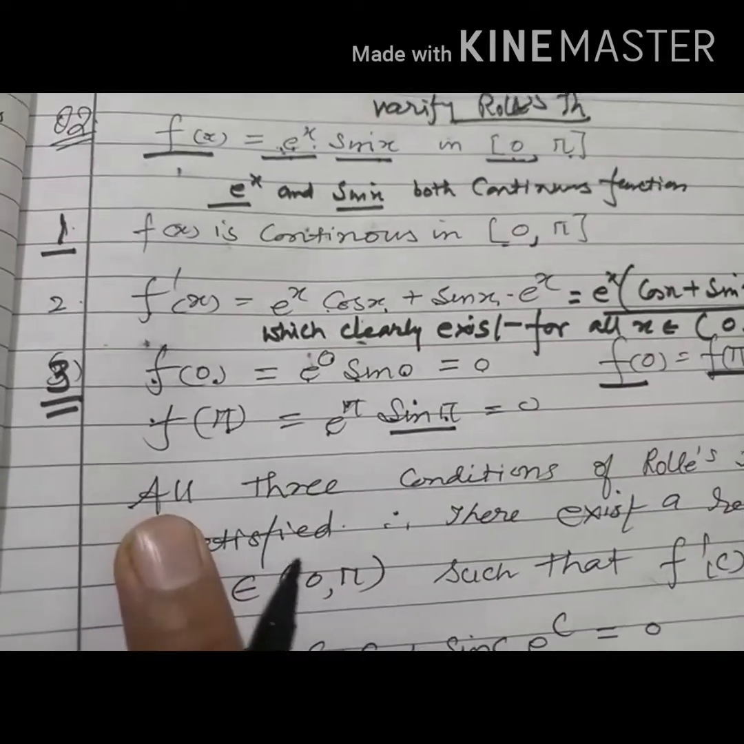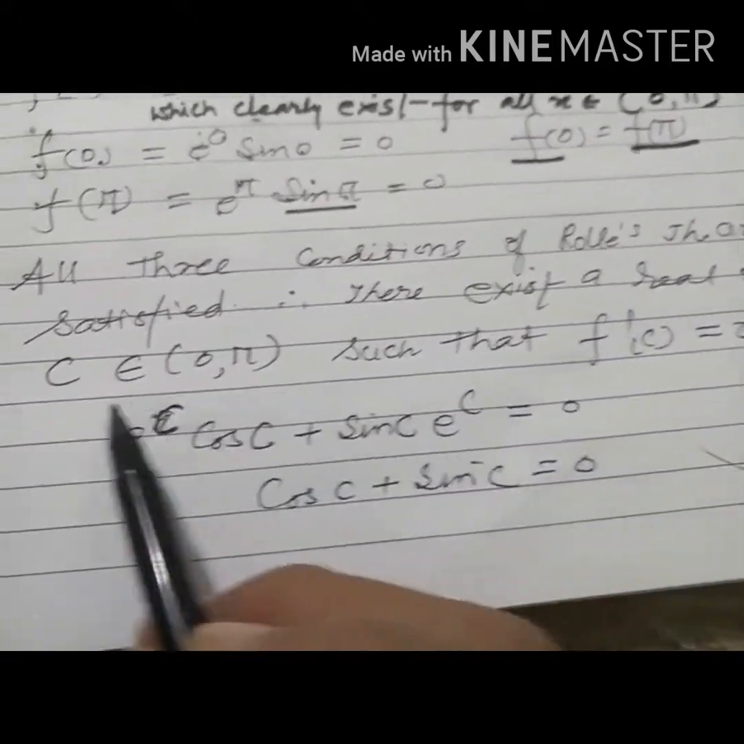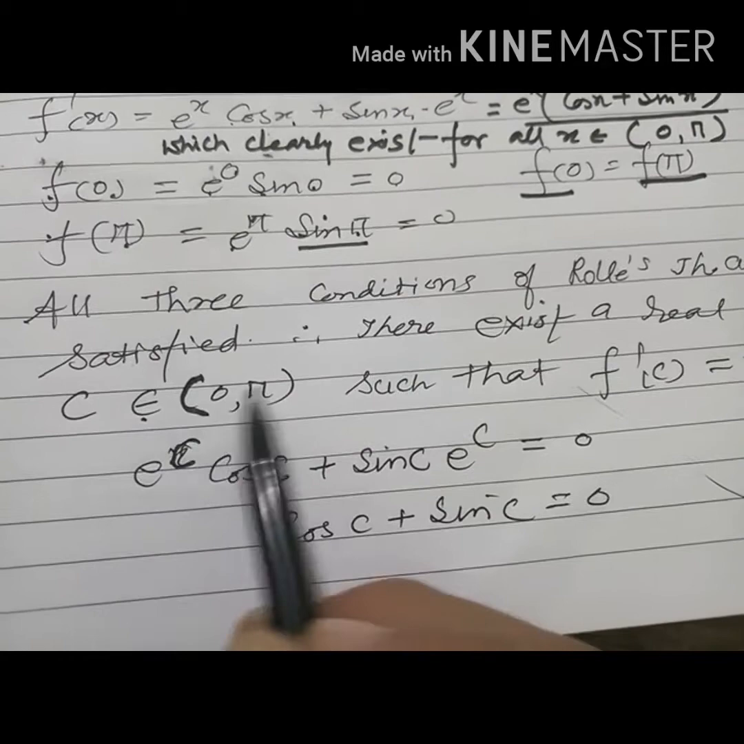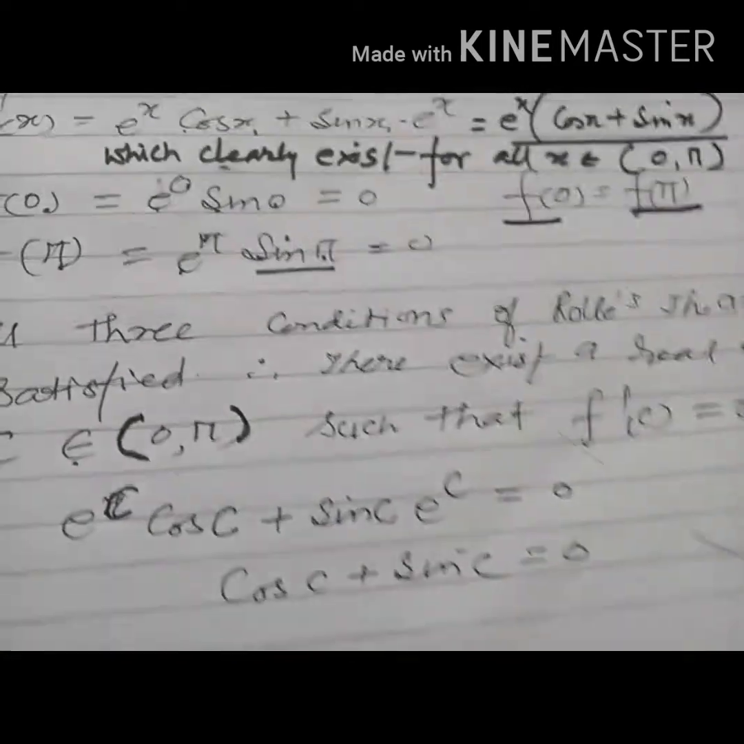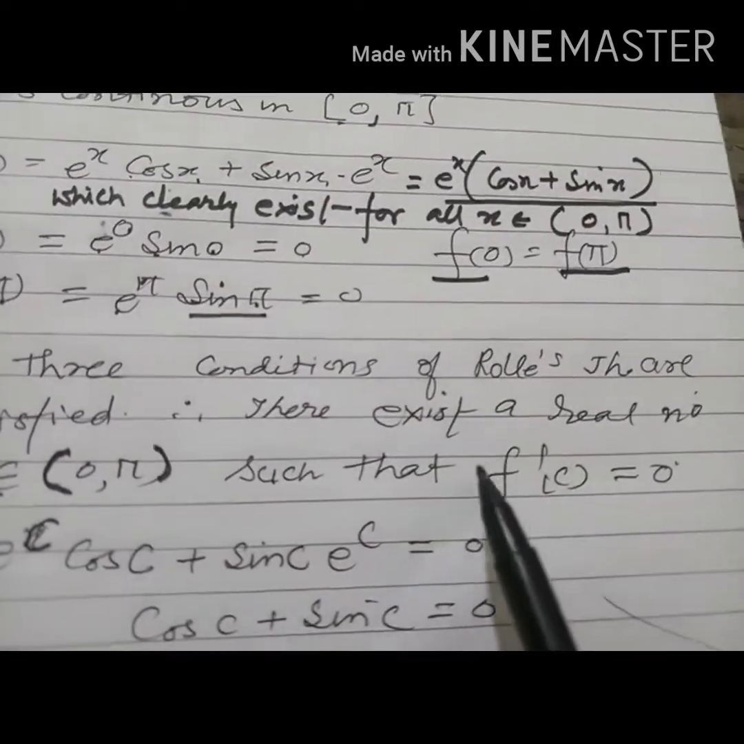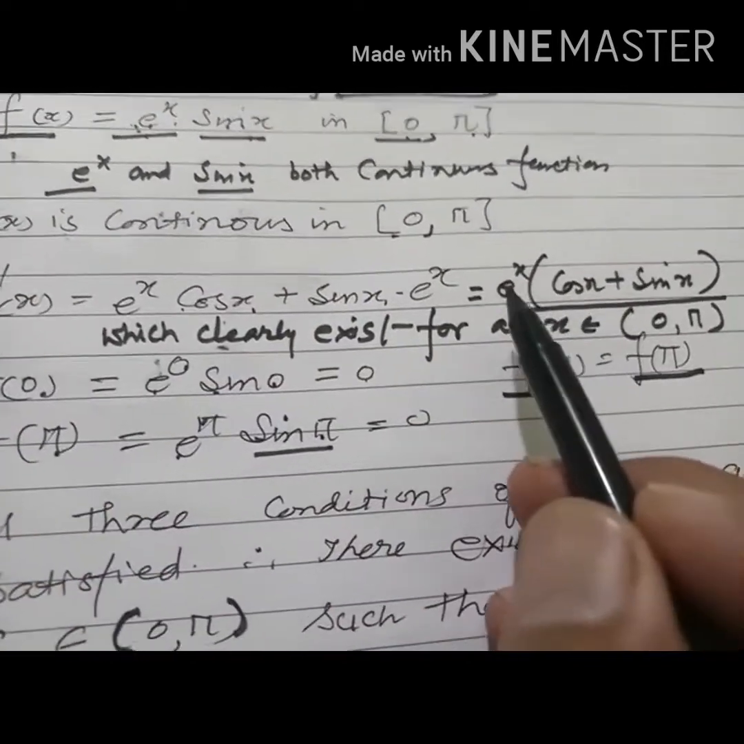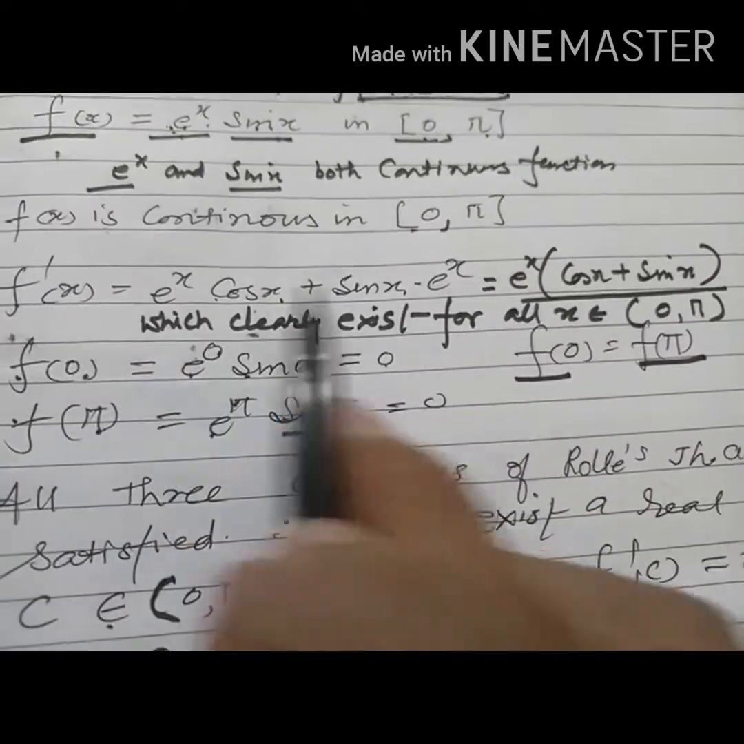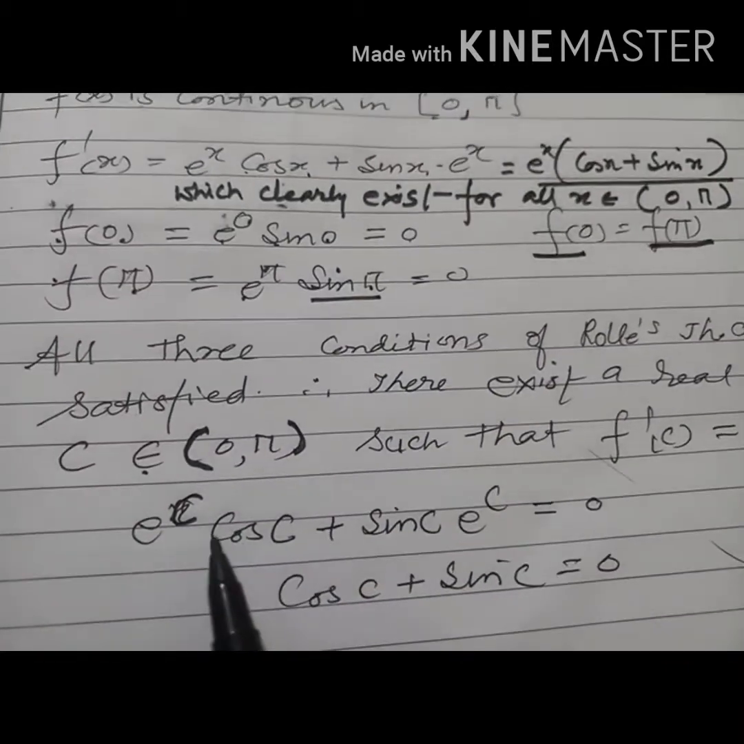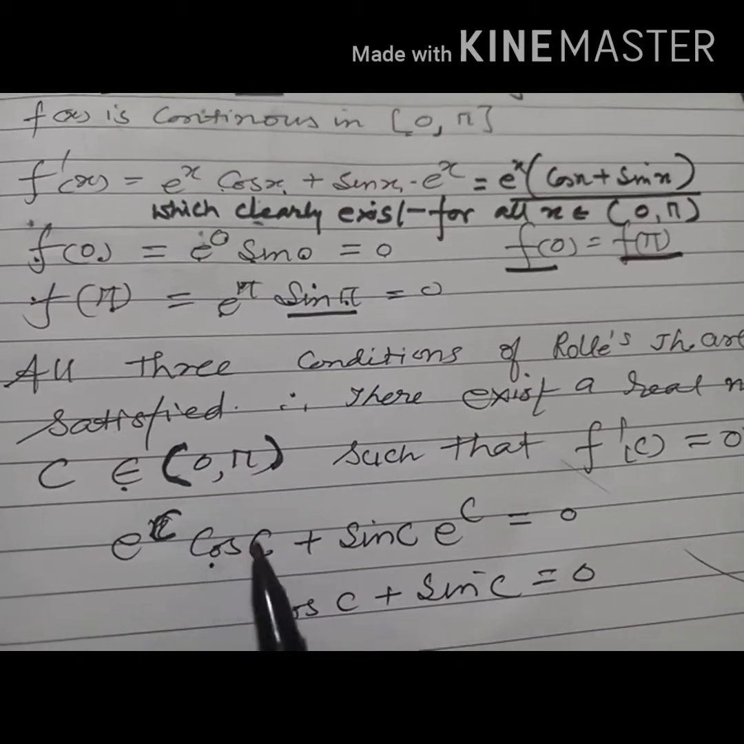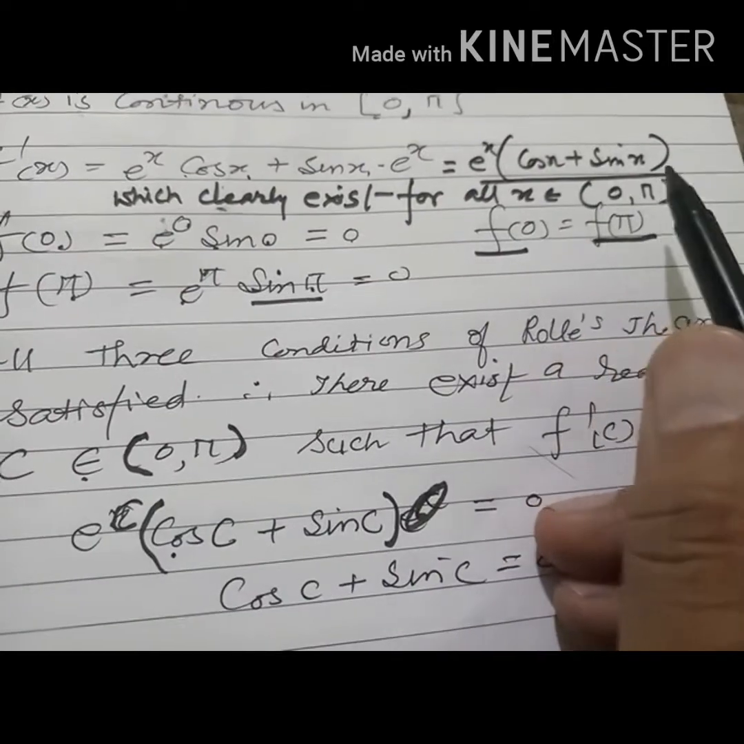Now all the three conditions of Rolle's theorem are satisfied. There exists a real number c belonging to open interval 0 to pi, such that what happened? F dash c equals to 0 we have. Now what is your f dash c? F dash c कहाँ से आएगा? We have already found f dash x for differentiability. So if this is f dash x, what is f dash c? हम x की जगह c प्लेस कर देंगे. तो क्या आंसर हो गया? E raised to power c into cos c plus sin c equals to 0.